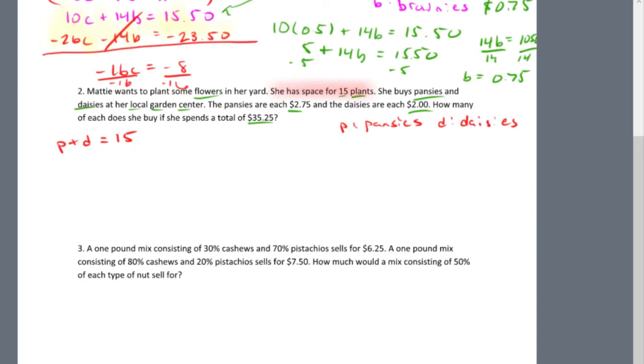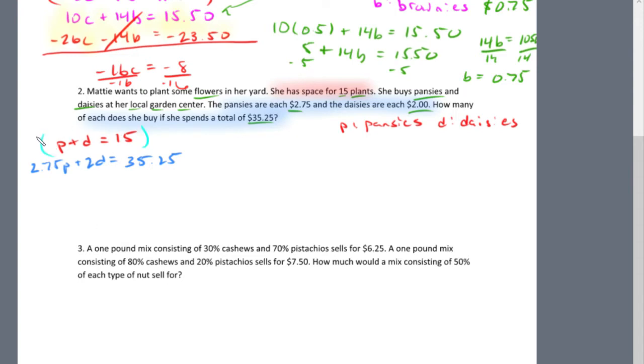Then we've got another equation. The pansies are $2.75, the daisies are $2. How many does she buy if she spends $35.25? That's another equation. It's your typical money equation. $2.75P plus 2D equals $35.25. Now this is another system, and I'll solve it using elimination.